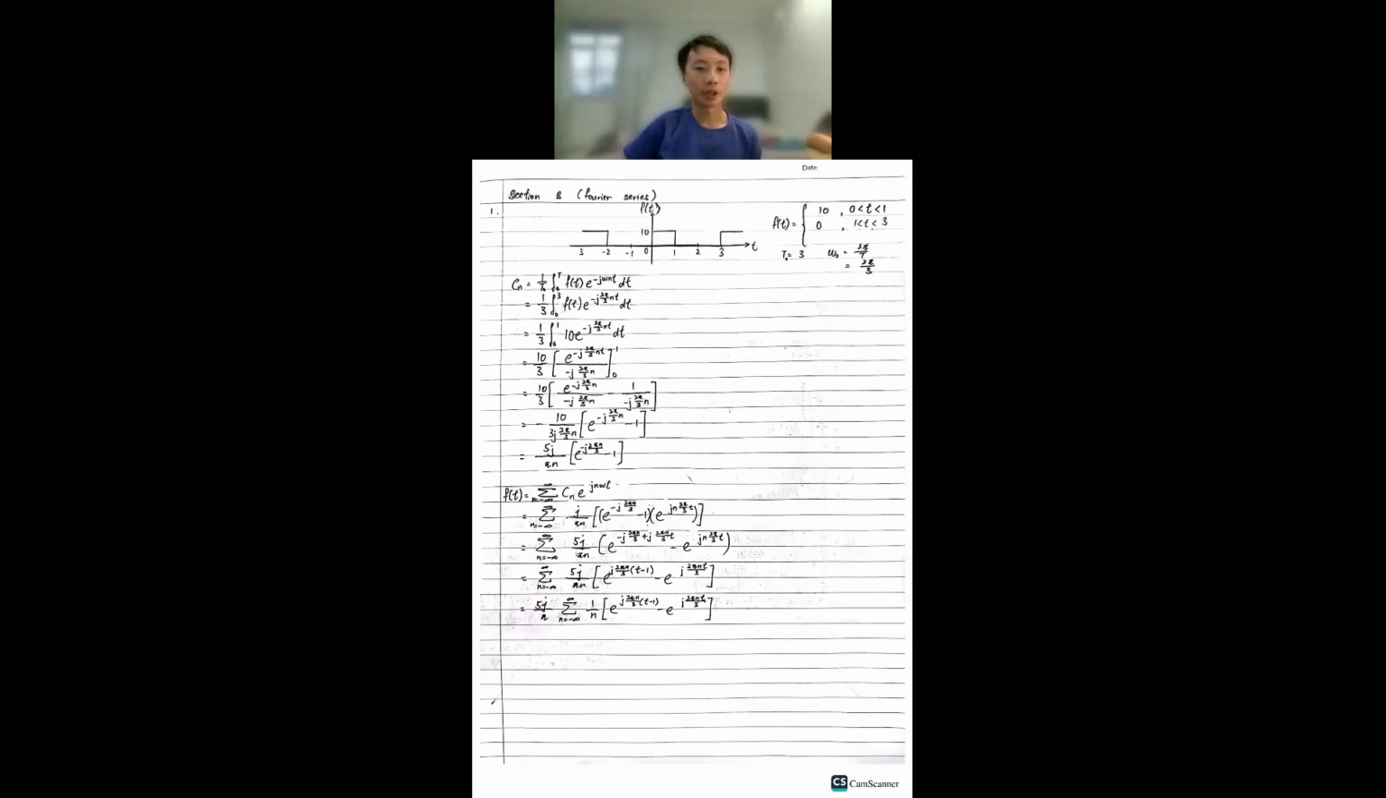We substitute the Cn into our formula, and we find that the answer is 5j over pi, sum from negative infinity to infinity of 1 over n times e to the power of j 2 pi n over 3 times (t minus 1), minus e to the power of j 2 pi nt over 3. So this Cn will be our Fourier coefficient, and this f(t) is our solution. So this is our whole solution.